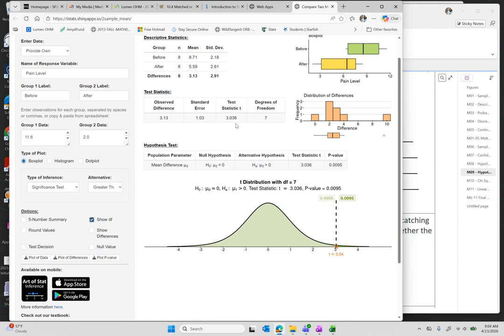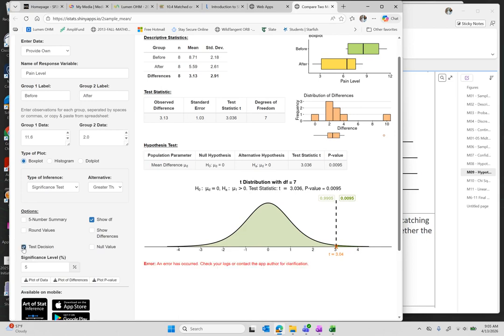The degrees of freedom are 7, and the p-value here is 0.0095, which agrees with our p-value of 0.009478. So you can see, by clicking the test decision, you actually will see the test decision. Sometimes ArtofStat does not provide you the answer, so it is very helpful if you know how to use a very low p-value.